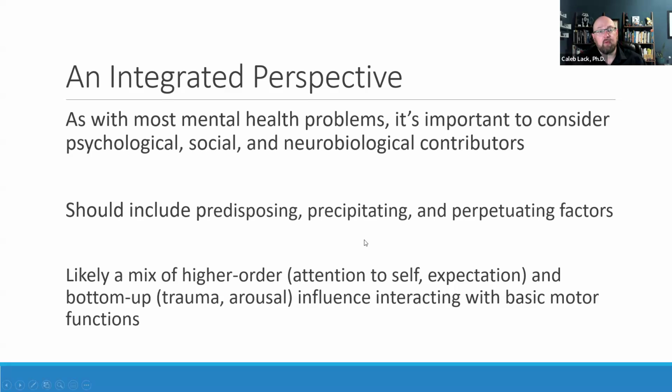In other words, we're thinking about many different factors, including what's predisposed me to have this, what immediately precipitated it, and then what sort of things are perpetuating it and reinforcing it. So the three P's here. Generally speaking, this seems to be a mix of higher order, so top down, and then bottom up influences that are interacting with basic motoric functioning. I think you can see that here in a minute.